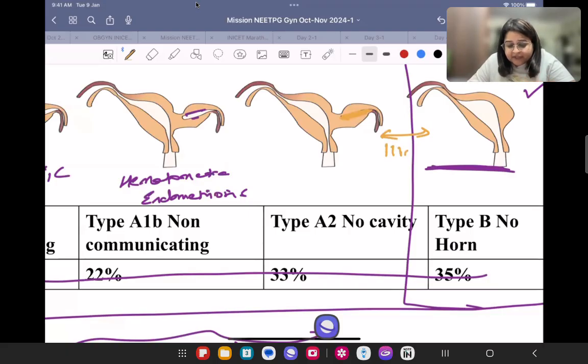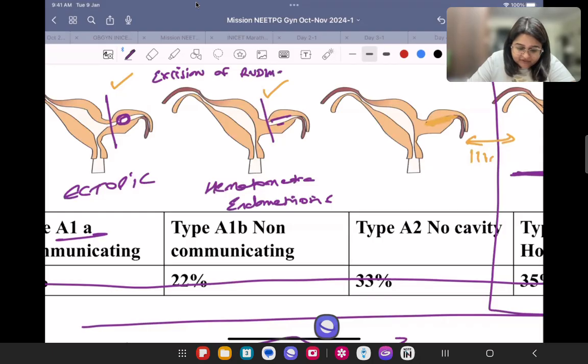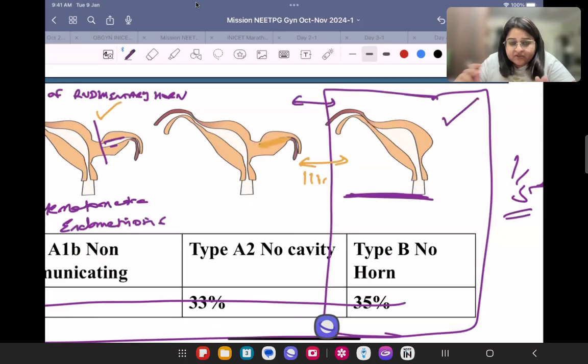Okay. But if you have either this kind or this kind, what is the treatment you will do? For both of these types, you have to remove the horn, especially if you diagnose this before she has any problems. You have to do excision of the rudimentary horn. But for these two types, there is no surgical treatment.